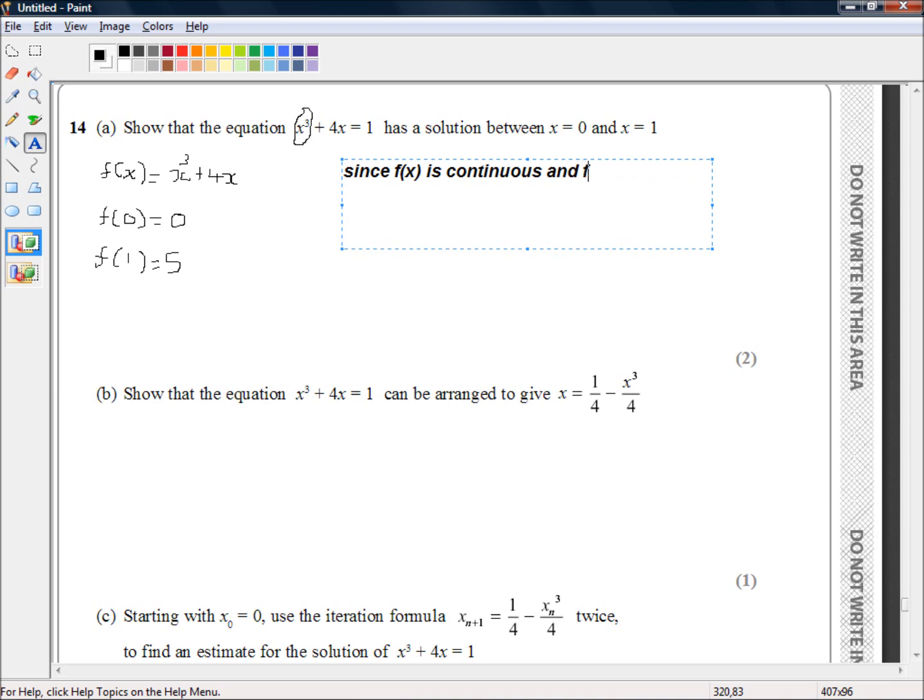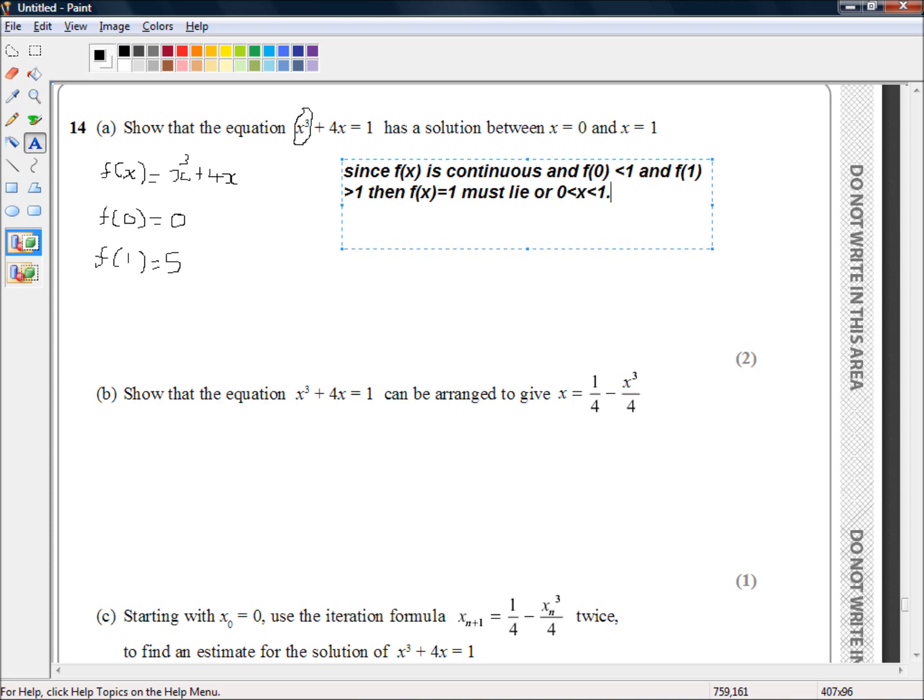And f of 0 is less than 1, and f of 1 is greater than 1, then f of x equals 1 must lie for x, for 0 less than x less than 1, which is how we say x is between 0 and 1.